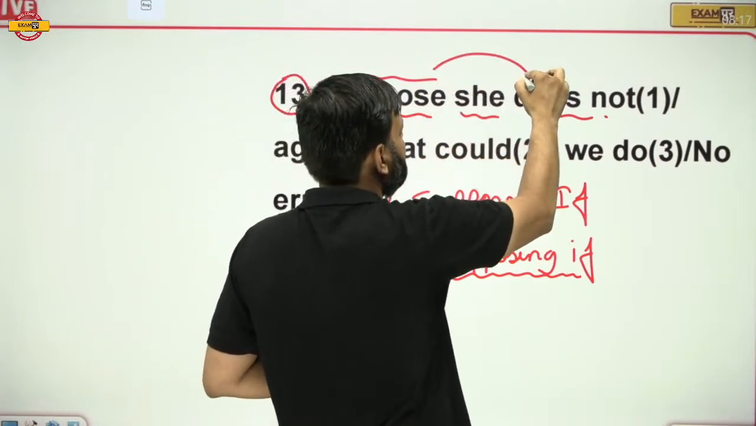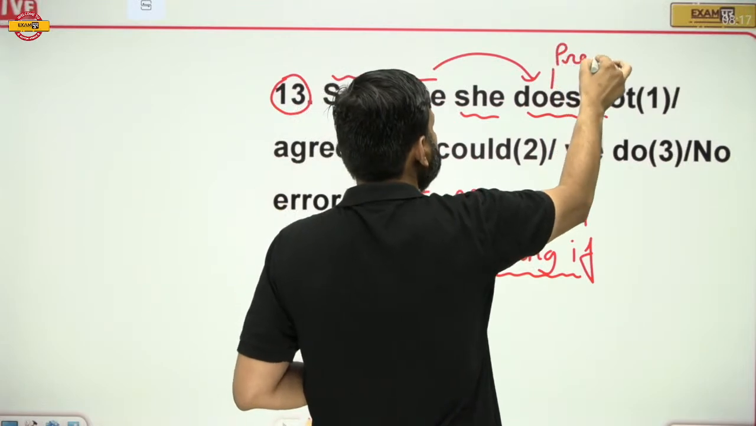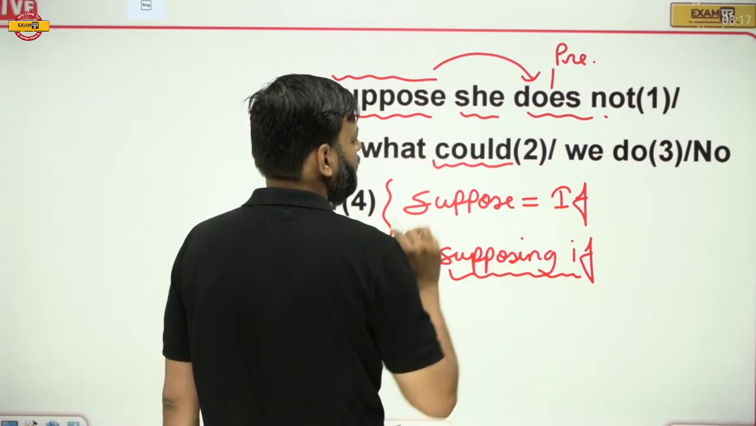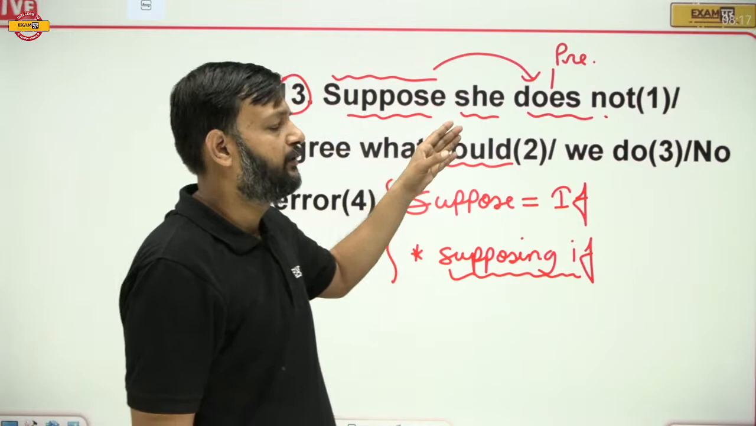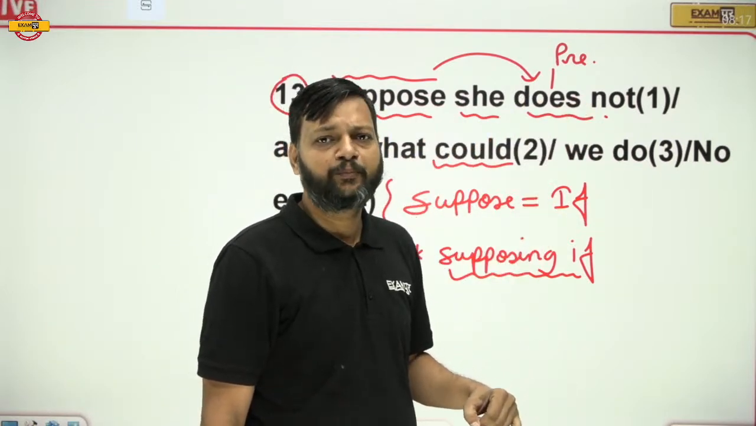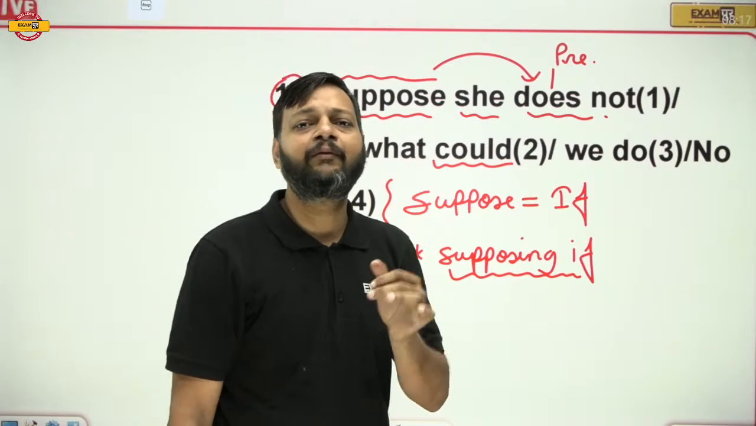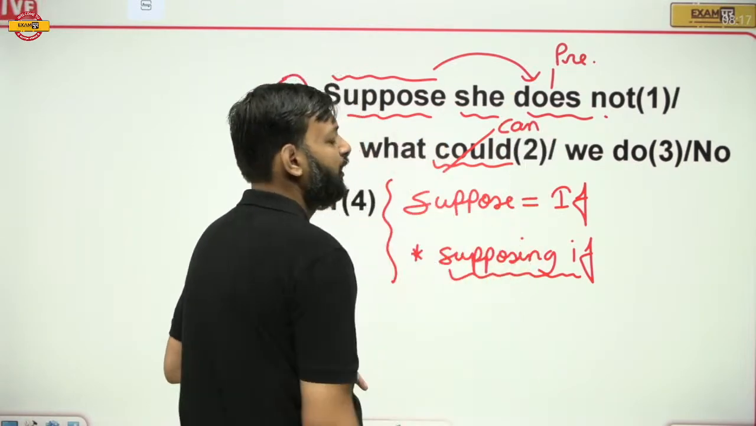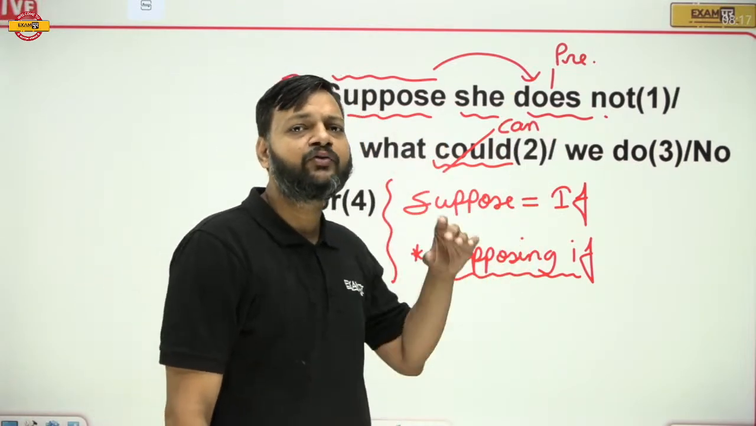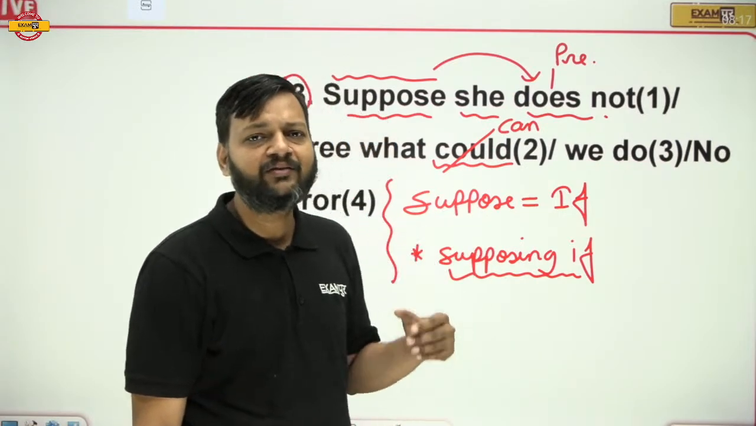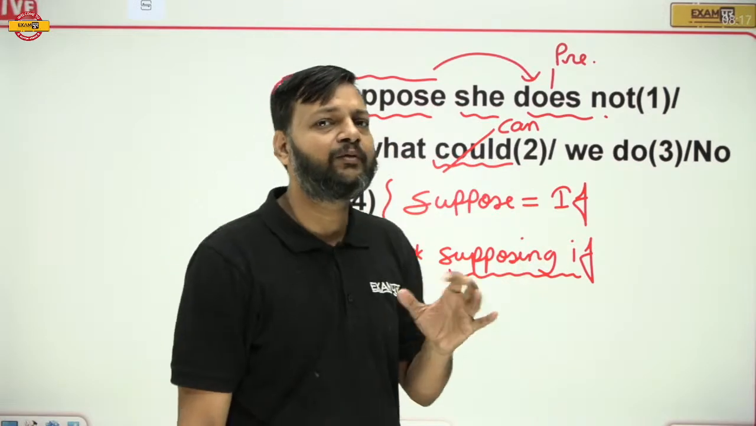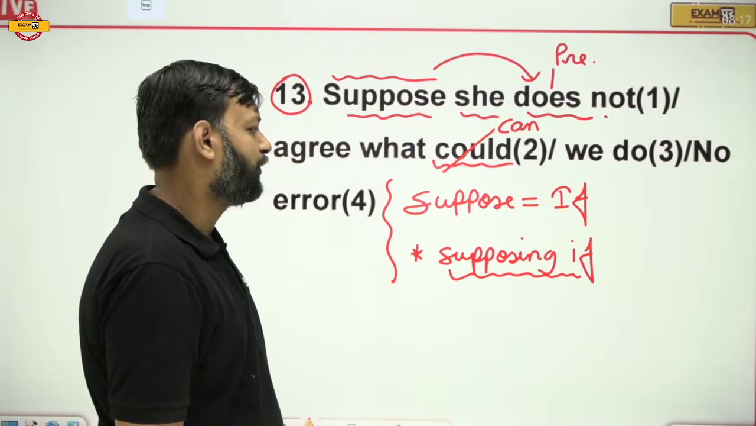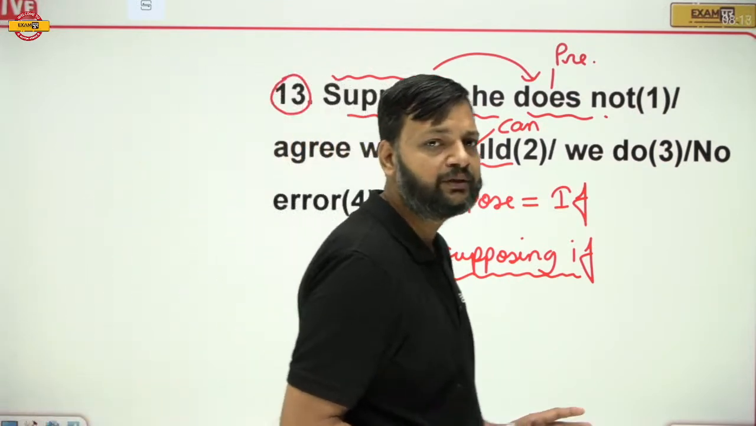Now here we have does, which is present, but in the second part we have could, which is past. If the if clause is in present tense, how can the main clause be in past? So here we need to change could into can, because the given if clause is in present tense, and the main clause cannot be in past until and unless it is necessary. Right? Clear? Any doubt?